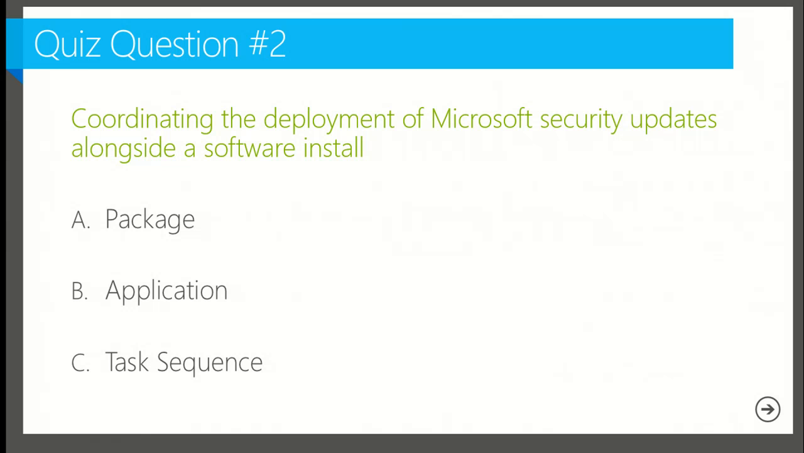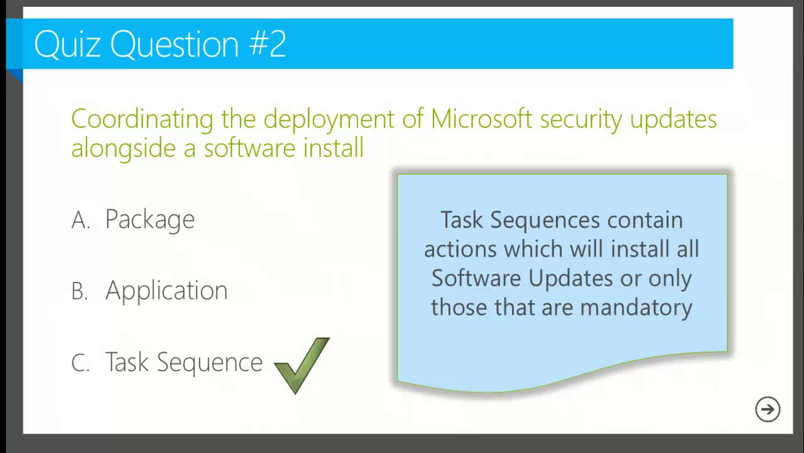All right, so coordinating the deployment of Microsoft security updates alongside another software install. Package. Application. Task sequence. Yahtzee! So I think I did mention that earlier, giving Microsoft Office as the example, where you could deploy Microsoft Office 2013 as an upgrade and then do an install software update step to coordinate the immediate installation of additional Microsoft security updates that are approved after that.